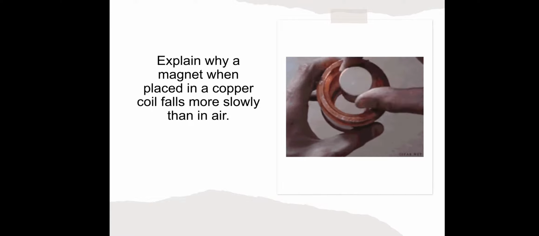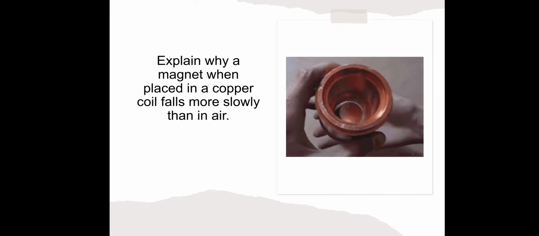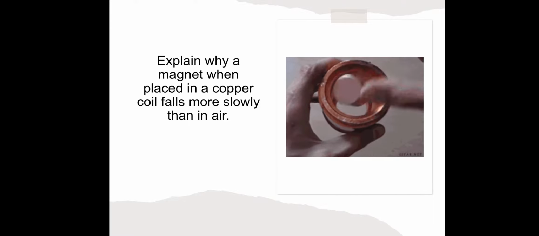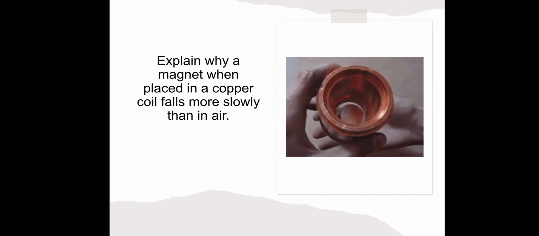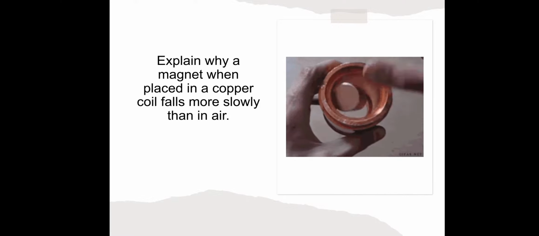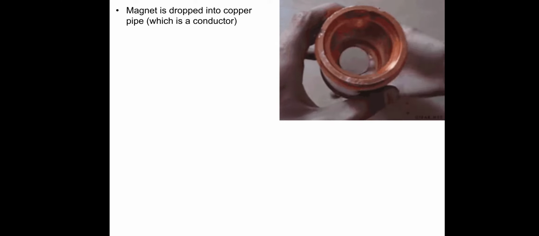So in this next one, we did this last lesson. I want you to explain on a sheet of paper with no notes, if you can, why a magnet, when placed in a copper coil, falls more slowly than it would in air. So you're going to pause and have a go, and then I'll give you the solution again. So let's go through this. So the magnet is dropped into a copper pipe.